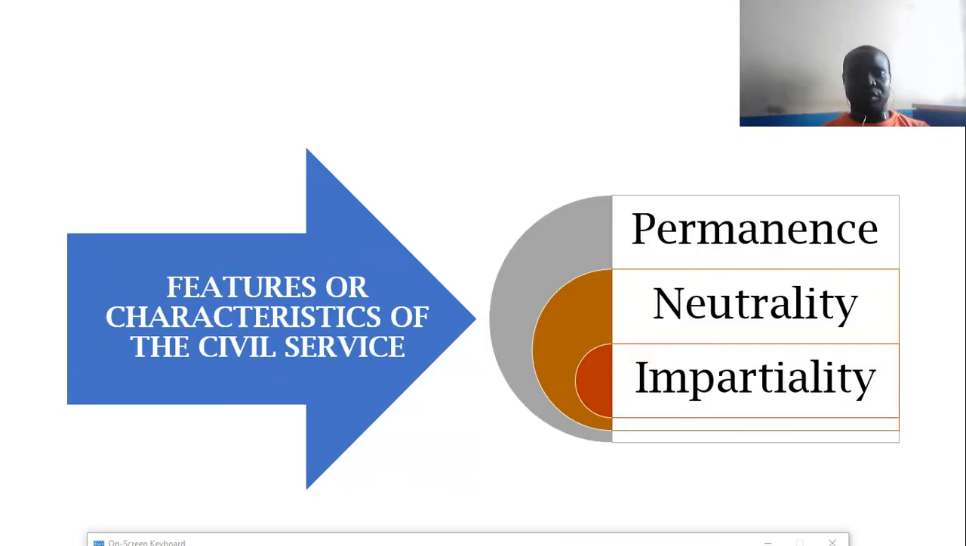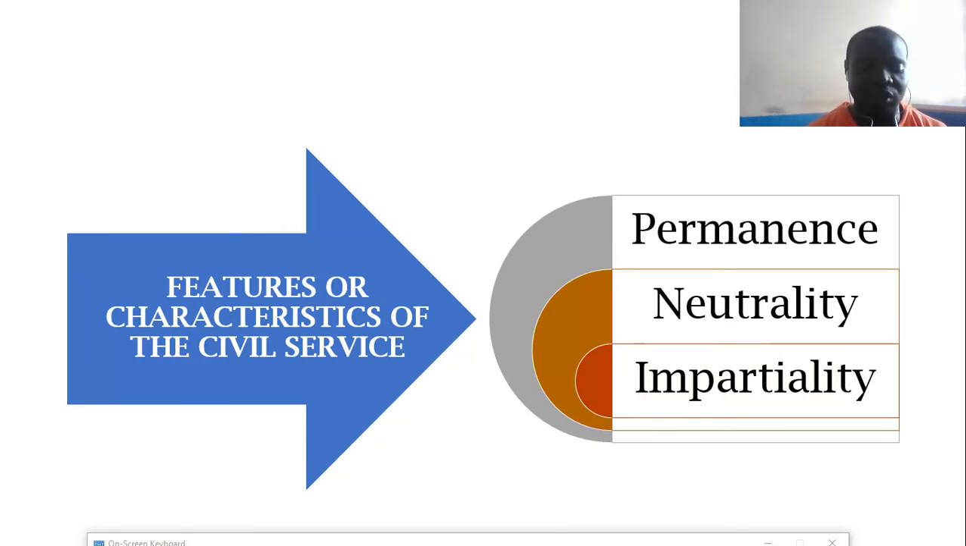The next we are considering is the features or characteristics of the civil service. The first one is permanent. Civil service is permanent, and that implies that governments will come and go, while the civil service will remain constant. Before the coming of this administration, civil service has been in existence. Even during the military regime, civil service has been in existence. So it remains while the government changes.